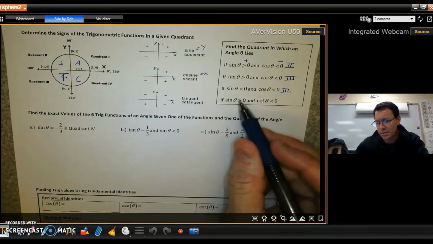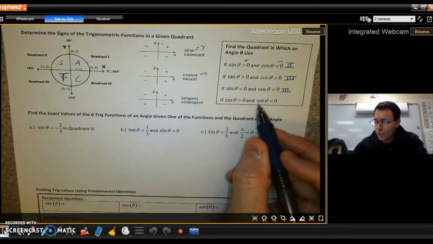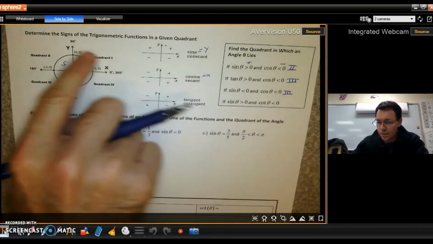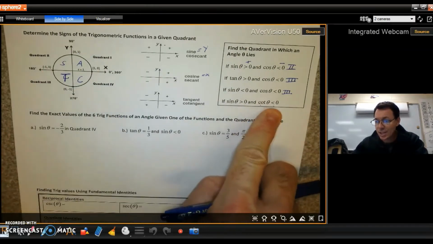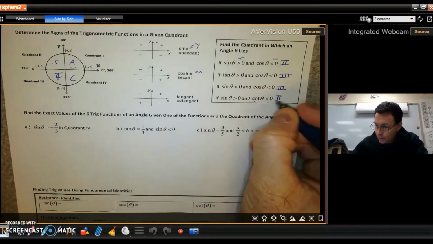So sine is positive. So boom, we've narrowed it down to 2. Sine is positive, and cotangent is negative. Well, tangent and cotangent are the same. So if I say cotangent, you can think in terms of tangent. Make your life a little bit easier. But if sine is greater than 0, but tangent is negative, less than 0, I must be in quadrant 2.